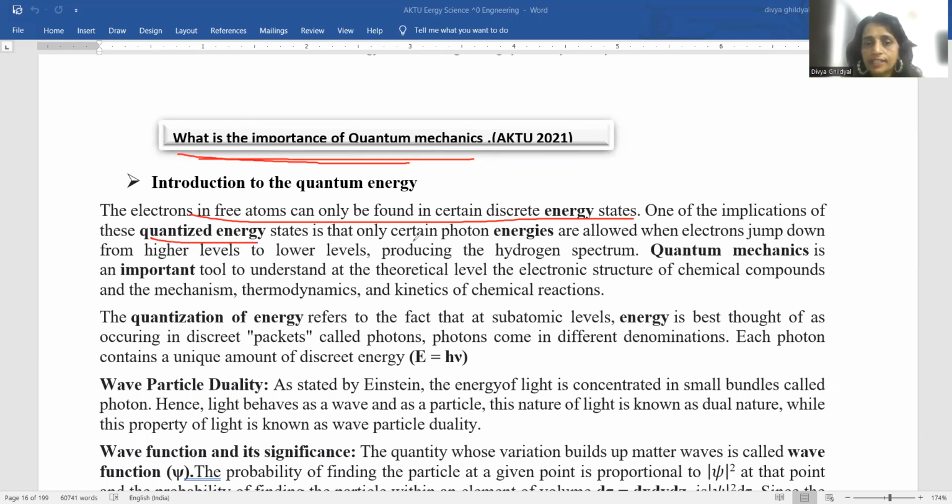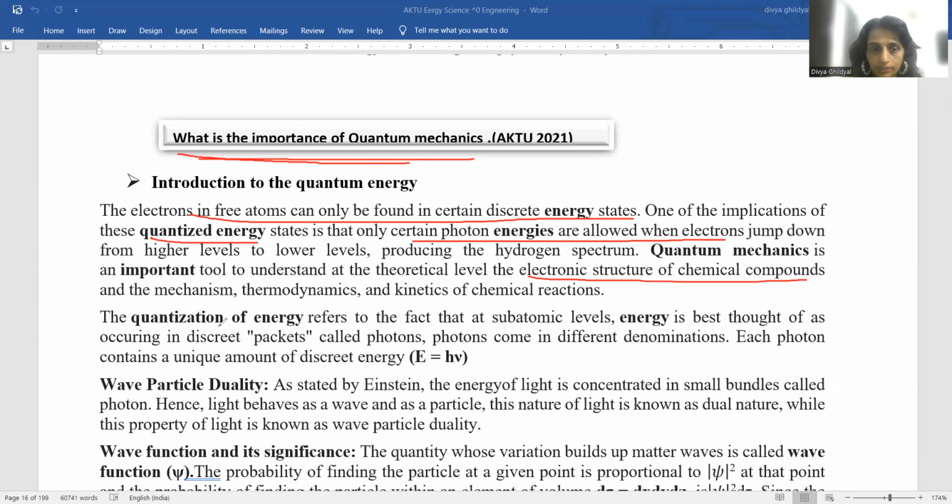That is, only certain photon energies are allowed when electrons jump down from higher level to lower levels, producing the hydrogen spectrum. Quantum mechanics is an important tool to understand at the theoretical level the electronic structure of chemical compounds and the mechanism, thermodynamics and kinetics of chemical reactions. That is why the quantum mechanics is very important to be studied before we start studying energy in detail in Btech second year.